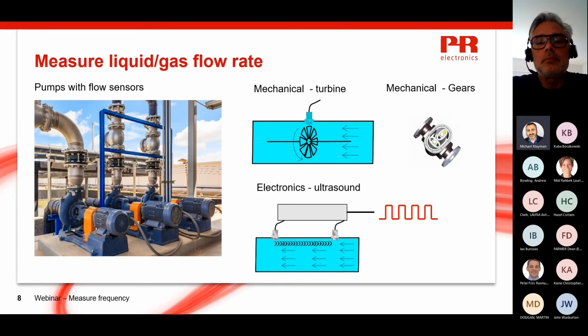It's not always desirable or practical to insert a physical object into the pipe, so ultrasound can also be used. The frequency of the ultrasound pulses changes as the flow rate increases, so the change in flow rate can be measured by listening to the change in ultrasound signal frequency.